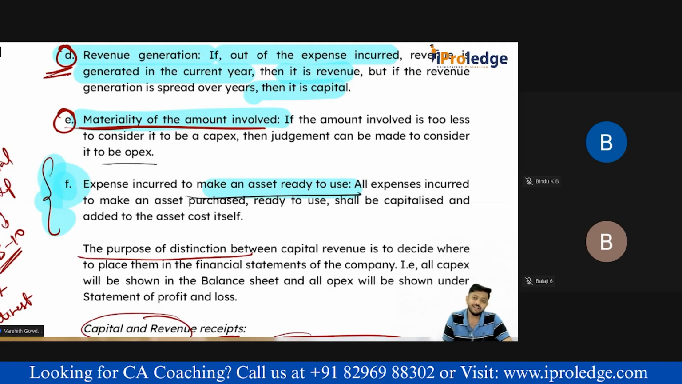So what they are telling is, for material amounts, do all this. If it is immaterial, put it to P&L only. That doesn't matter. Miscellaneous. Don't do all this for 20 rupees. If it is some 2 crores, 3 crores, do it. Correct? Next.